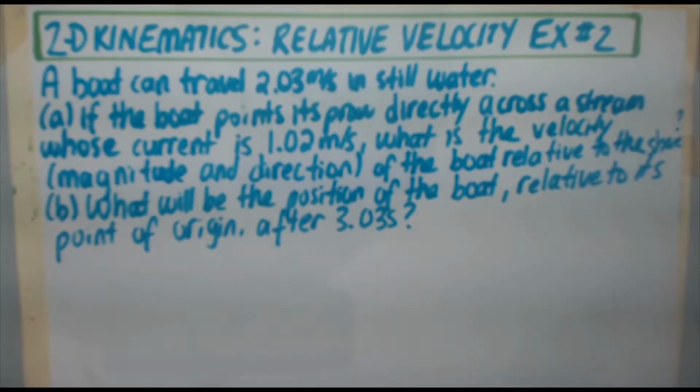A boat can travel 2.03 meters per second in still water. A. If the boat points its prow directly across the stream whose current is 1.02 meters per second, what is the velocity, magnitude, and direction of the boat relative to the shore? And B. What will be the position of the boat relative to its point of origin after 3.03 seconds?